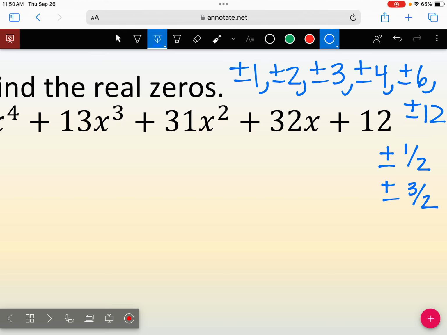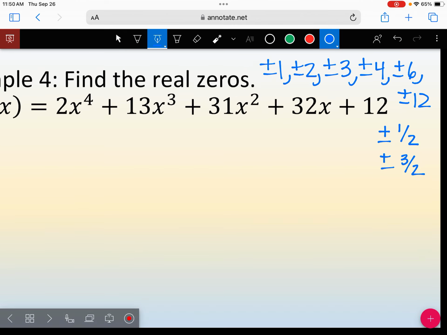So this is from yesterday's lesson. It's posted on the YouTube channel. Because you take all your factors of P and divide that by all your factors of Q to get all your possible roots. Yes, Lauren?